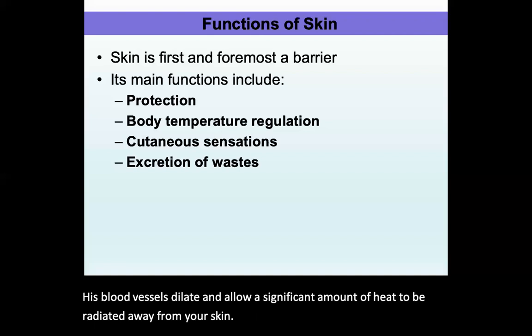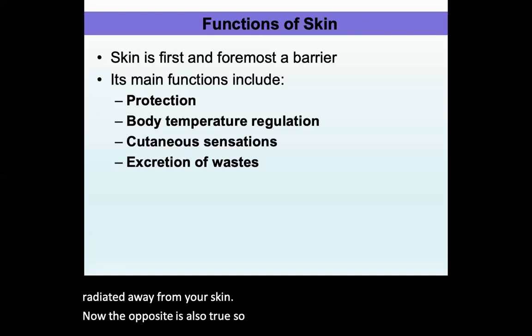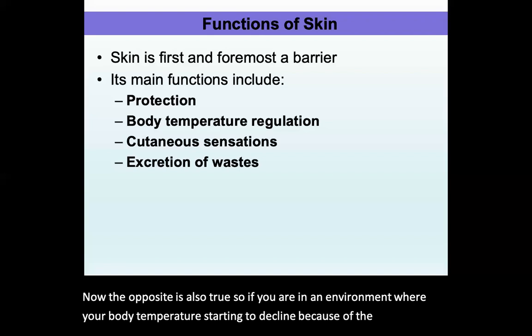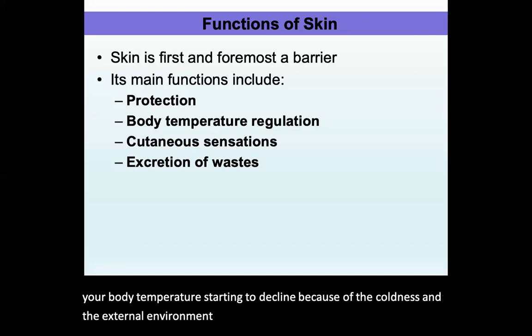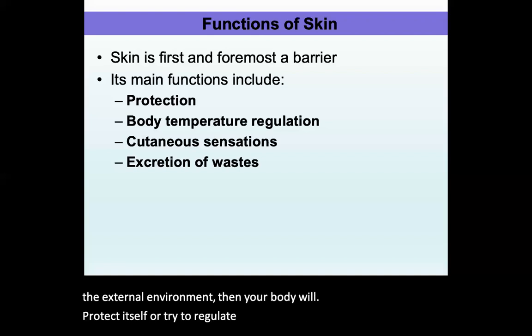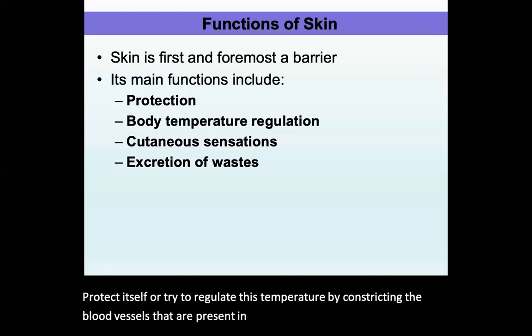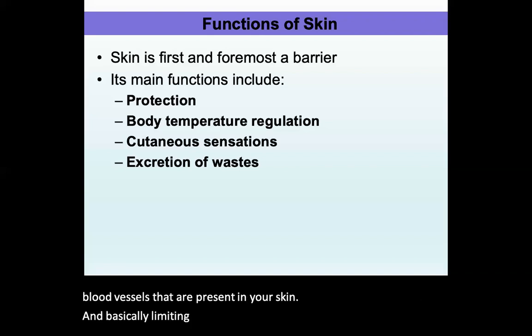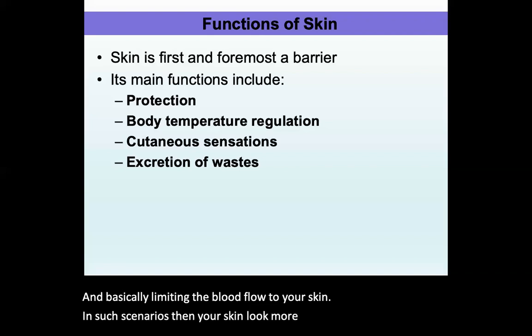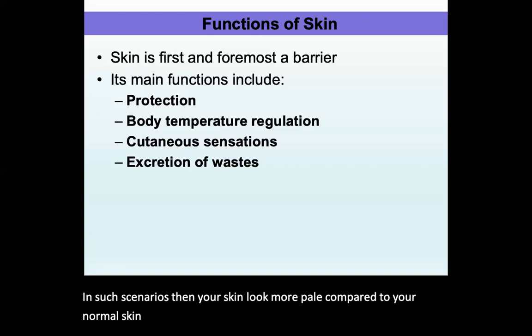Now, the opposite is also true. If you are in an environment where your body temperature is starting to decline because of the coldness in the external environment, then your body will try to regulate its temperature by constricting the blood vessels present in your skin, basically limiting the blood flow to your skin. In such scenarios, your skin looks more pale compared to your normal skin tone because of lower circulation of blood to your skin.